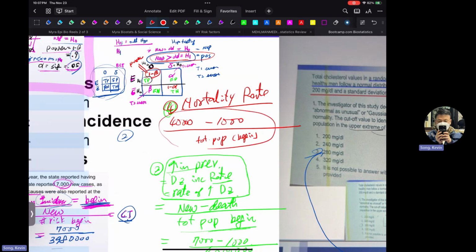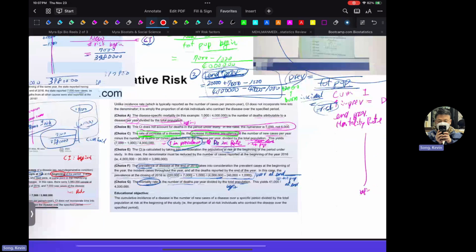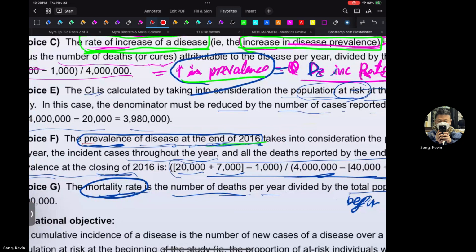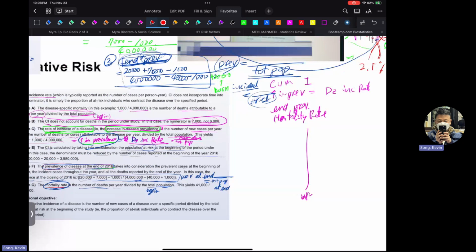That's the mortality rate. So this is kind of confusing. Sometimes we use the beginning term, sometimes we use the end term, right? Unless it's specified that it is the prevalence at the end of the year, you always use the beginning of the year. So mortality rate is also beginning of the year. So the bottom is total population, which is 4 million minus the people who died, 40,000, and then the 1,000, right? And then if there were newborn babies, then you add that, right?